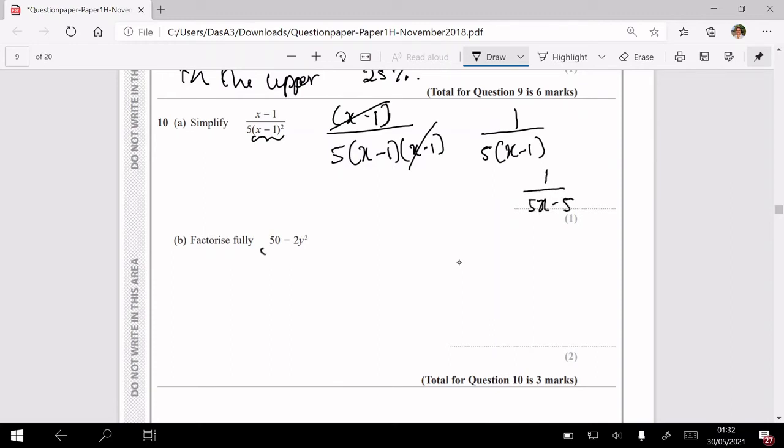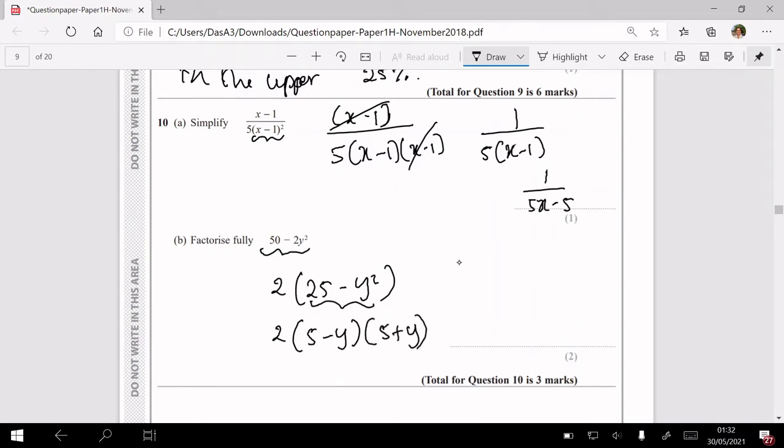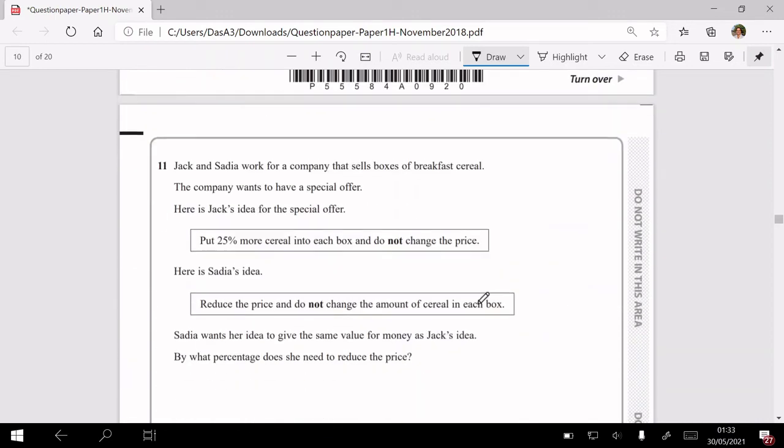For the second one, this is a very tricky factorization. So first things first, I take out the 2's. So that should give me 25 minus y squared. So this is quite a weird one. This is the one where you do the plus minus and the middle number cancels out. So that'll be 2 bracket 5 minus y and 5 plus y. So that is the answer. Perfect. Let's move on to the next one.